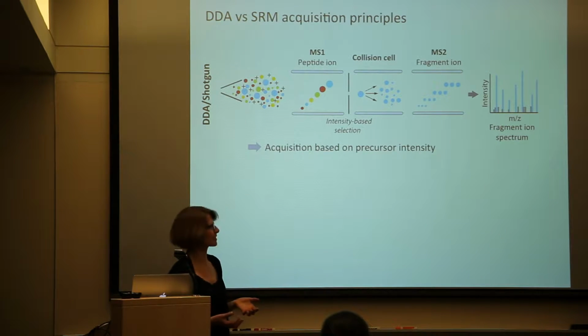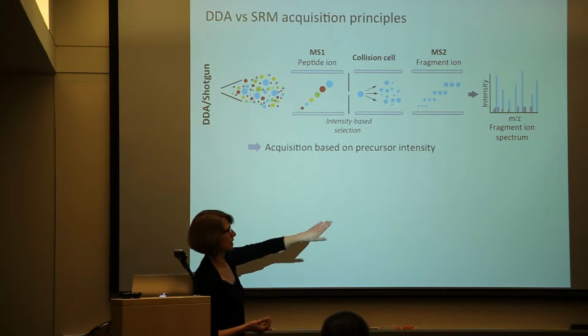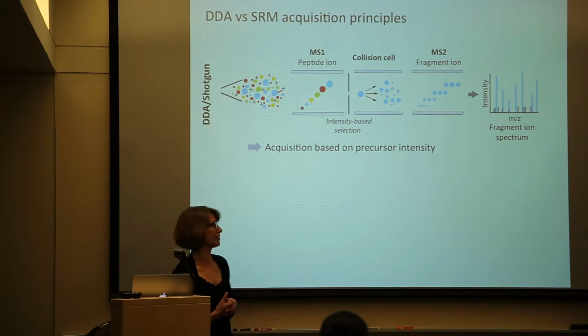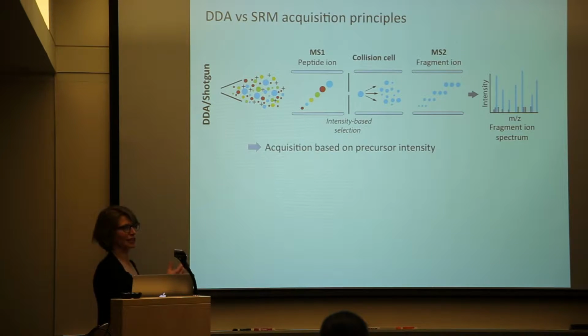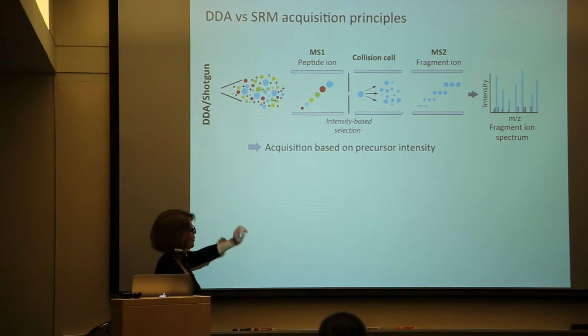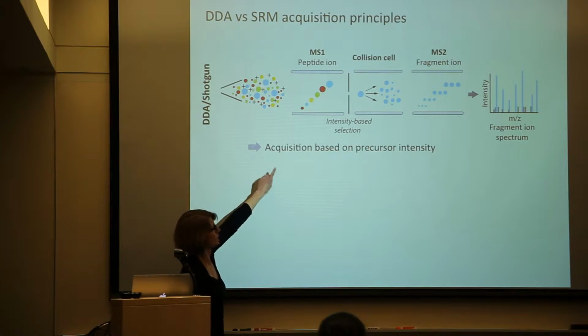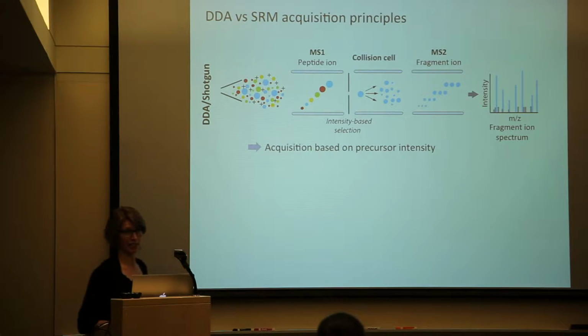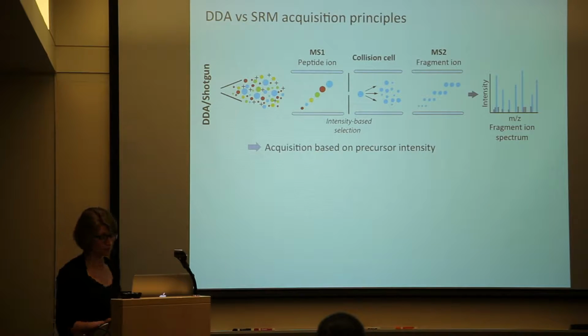Then you have a bunch of fragment ions per peptide that will be measured, and a fragment ion spectrum is acquired that is used for the identification of the peptide. This is done in many, many rounds, and basically you get a large map of identifications and intensities across the sample. Very important to keep in mind is that the acquisition here is based on a precursor intensity, because this is used as a selection for fragmentation and identification.